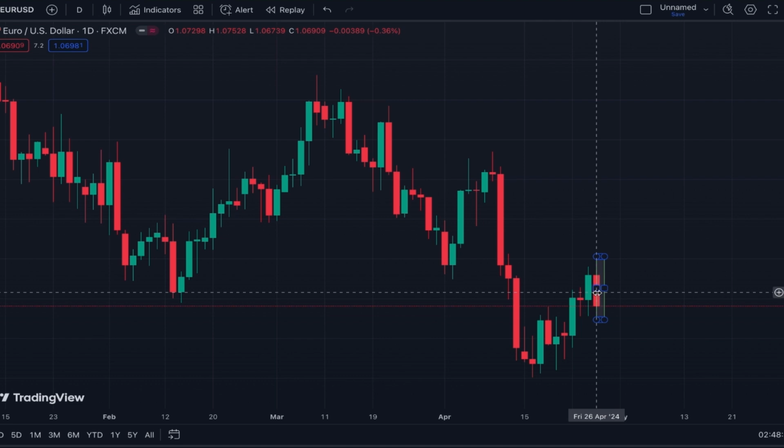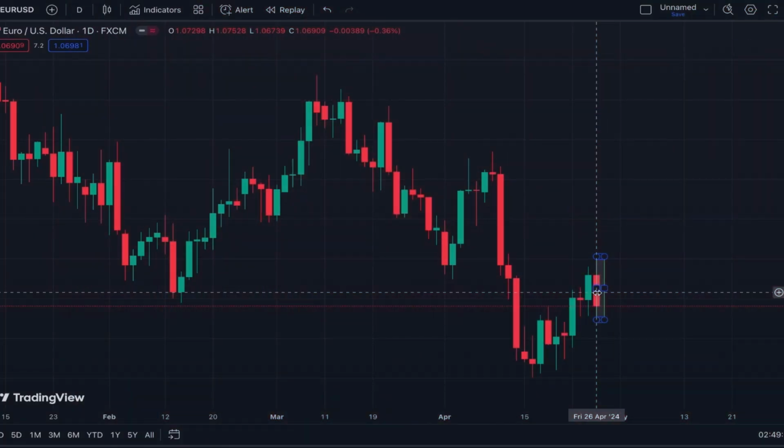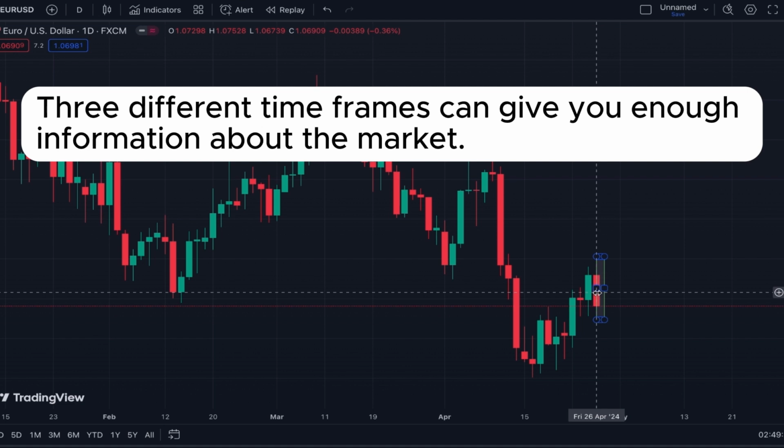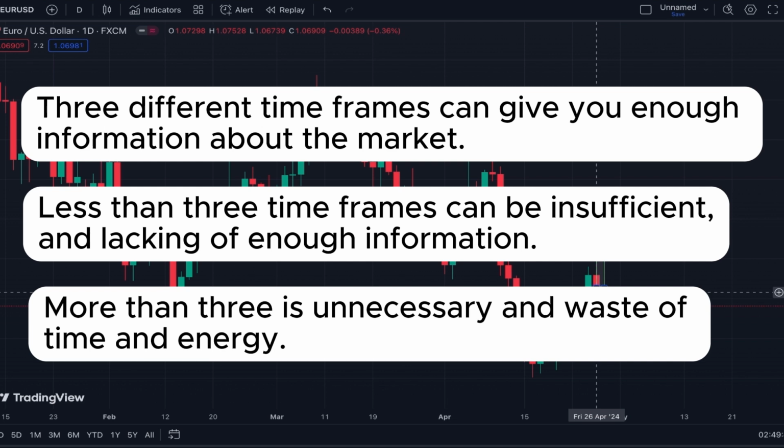Alright, now that you learned how different types of traders are categorized and what time frames are suitable for them, I want to teach you how you can analyze multiple time frames to increase the probability of finding profitable trading opportunities in the market. Multiple time frame analysis is a trading method where you monitor the same asset on different time frames. There is a general guideline for choosing multiple time frames. 3 different time frames can give you enough information about the market. Less than 3 can be insufficient, and more than 3 is unnecessary, a waste of time and energy, and cannot add any considerable value to the result. So 3 time frames are enough to effectively analyze the market.